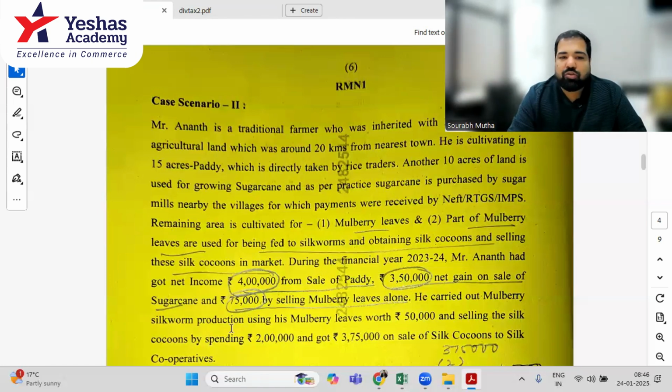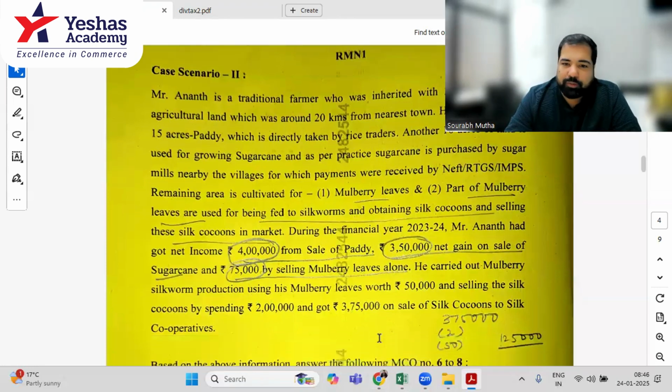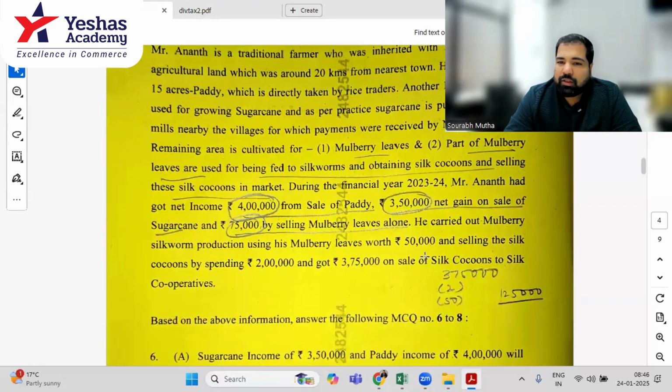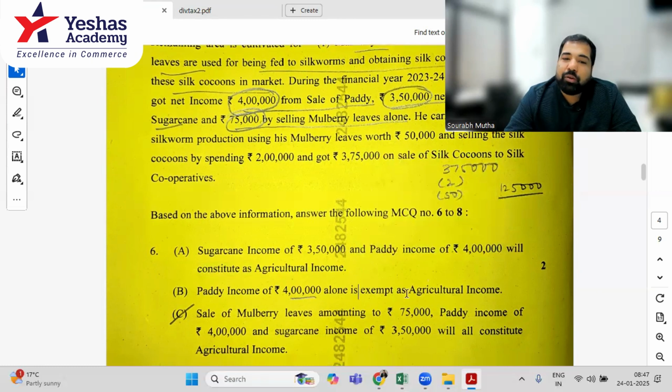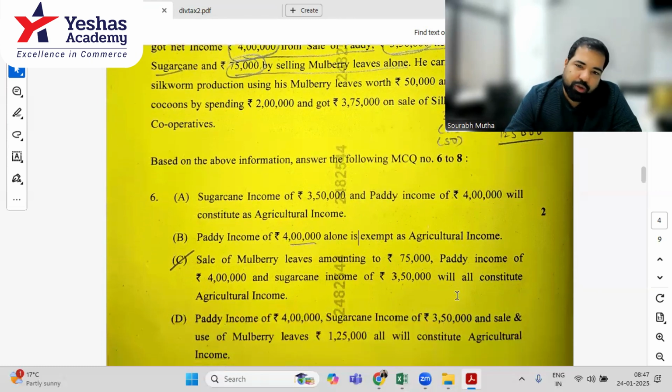You're selling the silk cocoons by spending 2 lakhs. So you bought the mulberry leaves for 50,000. You spend 2 lakhs more, so your expenditure is 2 lakh 50,000, and you sold it for 3 lakh 75,000. So 1 lakh 25,000 is your business profit. Let's see the first question for 2 marks. Sugarcane income of 3 lakh 50 and paddy income of 4 lakh will constitute agriculture income. Absolutely wrong. Paddy income of 4 lakh alone is exempt agriculture income. Absolutely wrong.